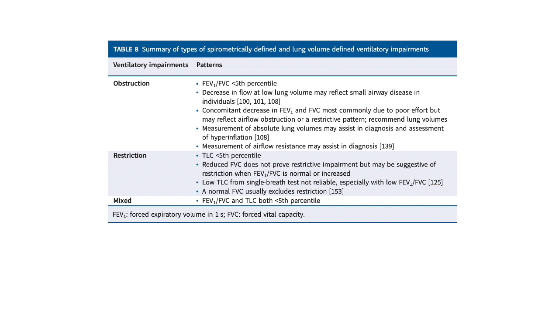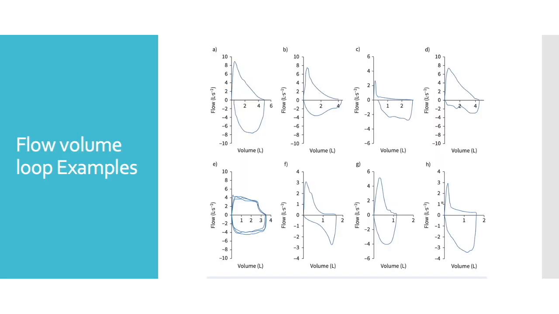These are the ventilatory impairments described in the new guidelines. So the obstructive impairment, the restrictive impairment, and the mixed impairment. Let's look at some flow volume loop examples which are given. If you look at the first one, this is a normal flow volume loop with good expiration and inspiration, a good forced vital capacity. Look at example number 2.